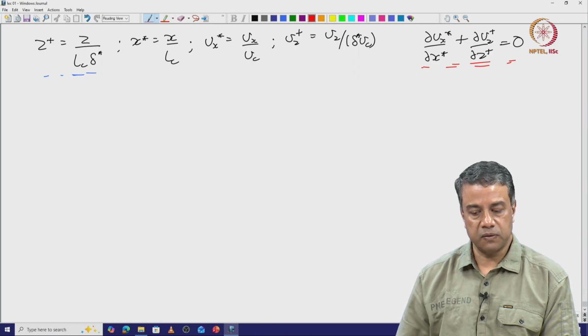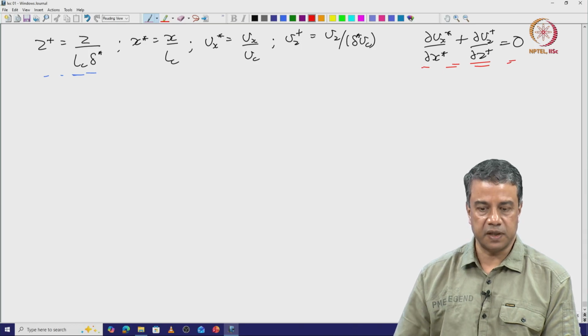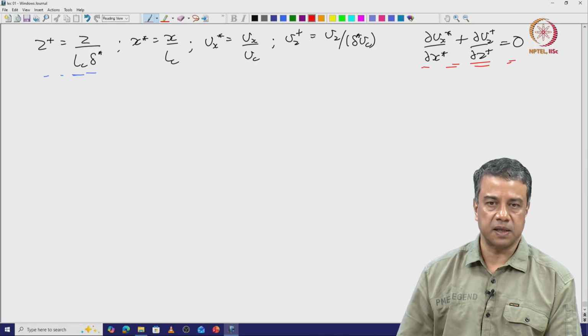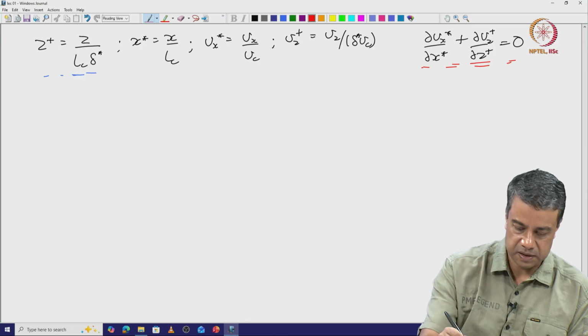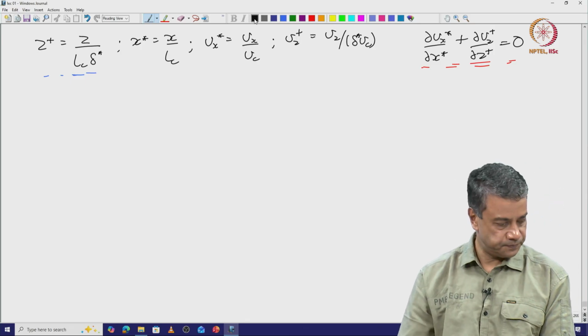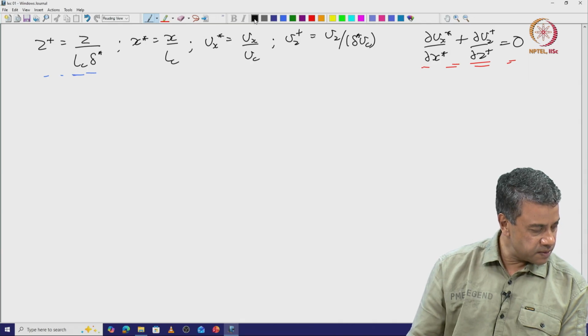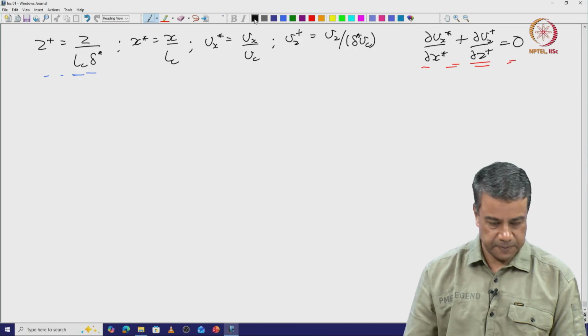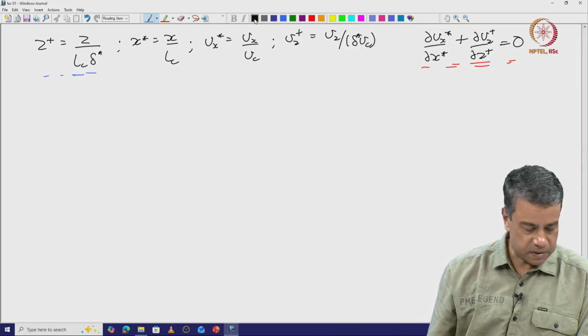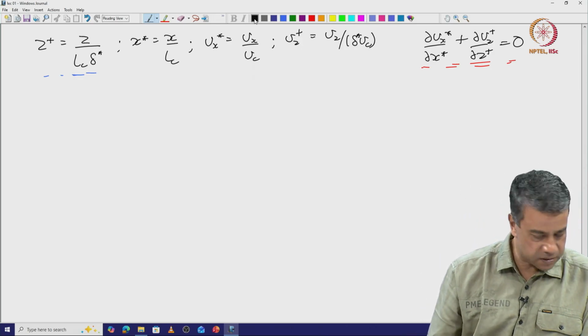From that, we found that the scale for the velocity Vz perpendicular to the surface is delta times Vc, where Vc is the characteristic velocity. Okay. So, now we substitute these scalings into the conservation equations.